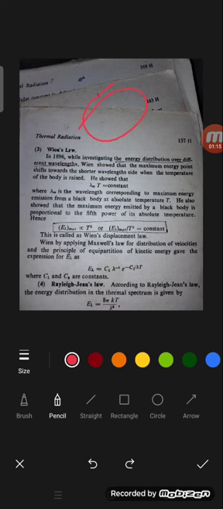The given formula is lambda_m T is equal to constant, where lambda_m is the wavelength corresponding to the maximum energy from a black body at the absolute temperature T. He also showed the maximum energy emitted by a black body is proportional to the fifth power of its absolute temperature, that is, E lambda maximum is directly proportional to T power 5. So it is also known as the fifth power law, Wien's displacement law or Wien's law.